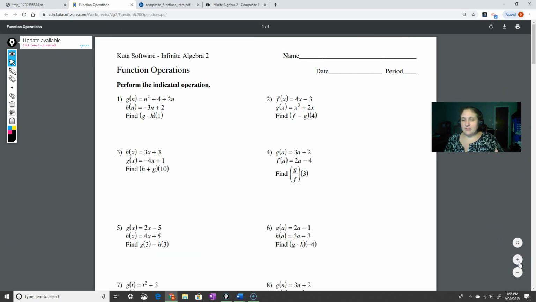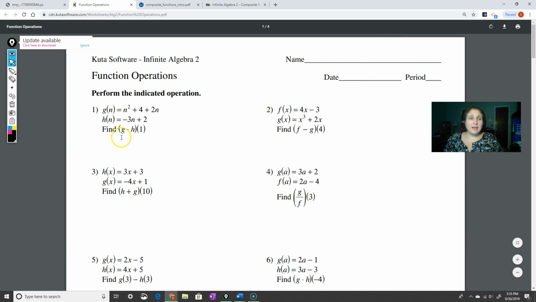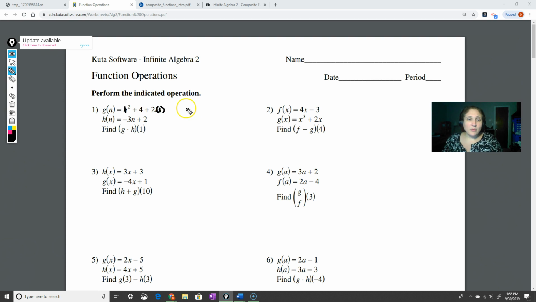Let's take a look at a couple examples. Here, it says, what's g of h of 1? This is where it's super easy because they tell you what the x value is. So all I'm going to do is every time I see an n here, I'm just going to plug in 1. So n squared, that's really saying 1 squared. 4, 2n, that's really saying 2 times 1. Well, what's 1 squared? 1 times 1 is 1. Plus 4, what's 2 times 1? 2. What happens when I add all those up?